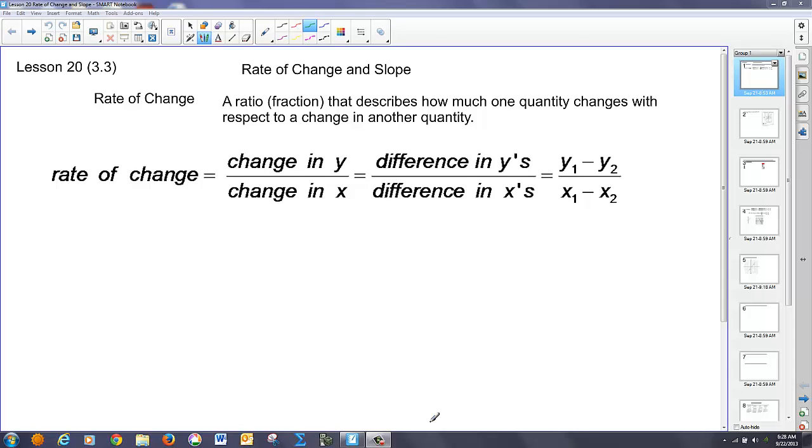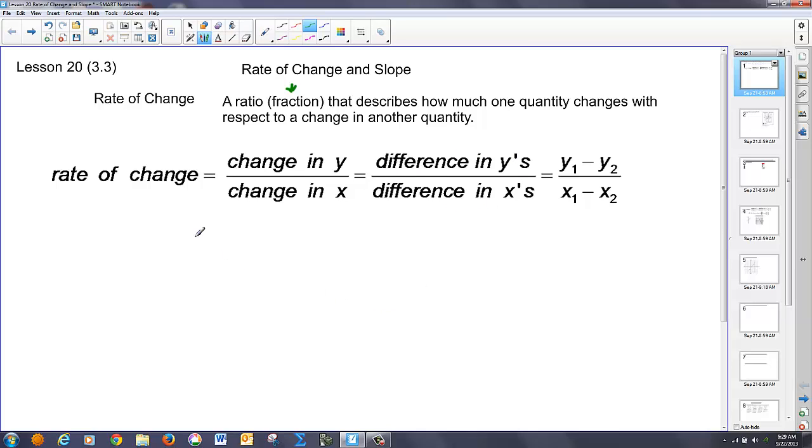Rates of change and slopes are the next thing we're going to talk about. By definition, the rate of change is a ratio, and ratios we know are also fractions, that describes how much one quantity changes with respect to a change in the other quantity. In terms of graphs, it is the change in y over the change in x, and change means difference, so the difference in y's over the difference in x's.